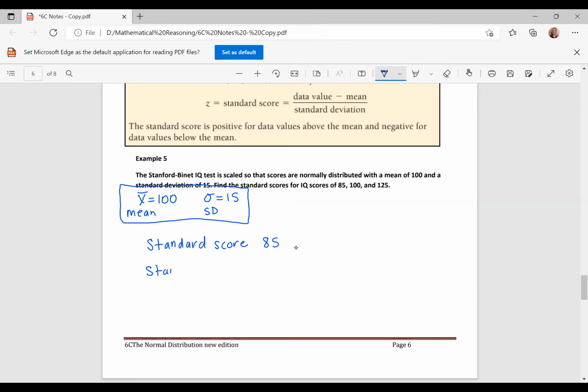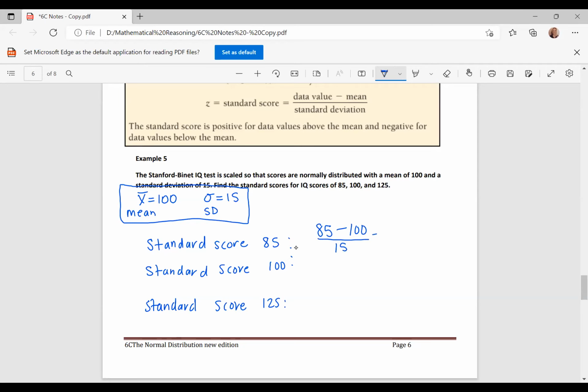They want me to do the same thing for someone who has an IQ of 100. I think I'm going to let you handle the last one on your own, but after I show you two of these. So, the standard score: you take your score of 85, which is your data value, and you subtract your mean, which is 100, and then you divide it by your standard deviation of 15.